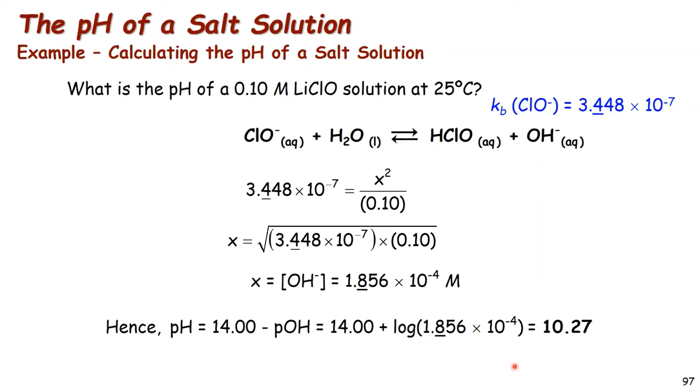Now that makes sense. Again, we would expect a pH greater than 7 if we know the solution is going to increase the hydroxide ion concentration.